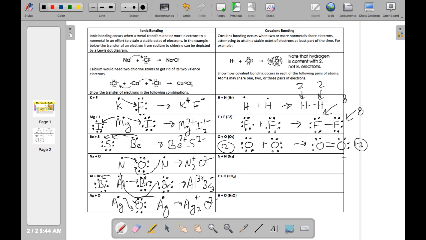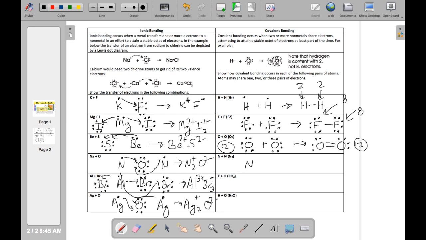So why did I do that? Because they now have a full octet. See this? This oxygen has 1, 2, 3, 4, 5, 6, 7, 8. This oxygen has 1, 2, 3, 4, 5, 6, 7, 8. That's why you would have to go to double or triple bonds to fulfill the valence octet.